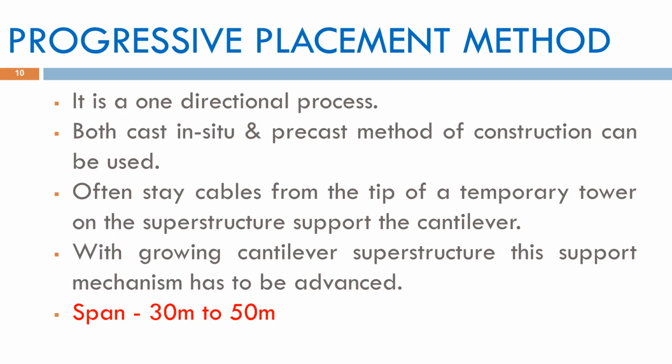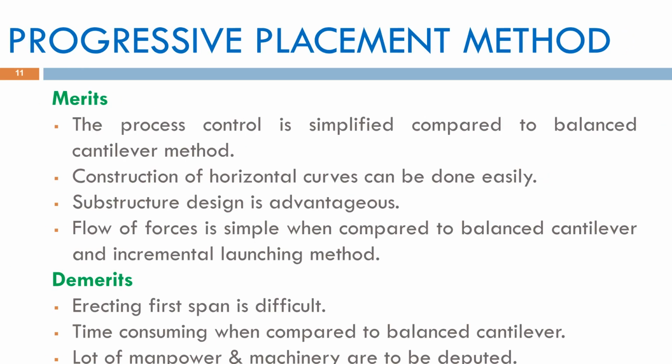This method is generally suitable for bridge spans ranging from 30 to 50 meters. It is especially useful where uninterrupted construction is possible from one direction. Proper planning, accurate alignment, and continuous monitoring are essential to ensure safety, stability, and quality throughout construction. Now let us discuss the merits and demerits of the progressive placement method.